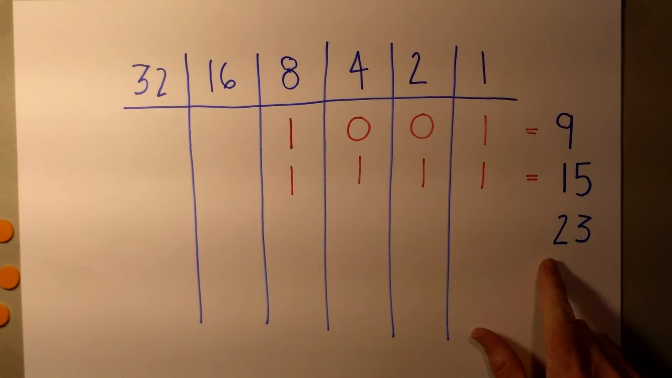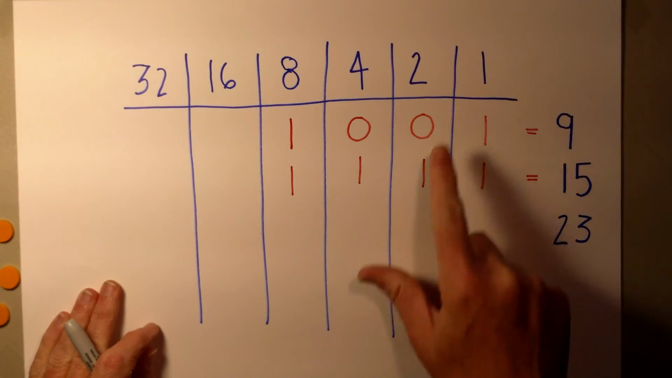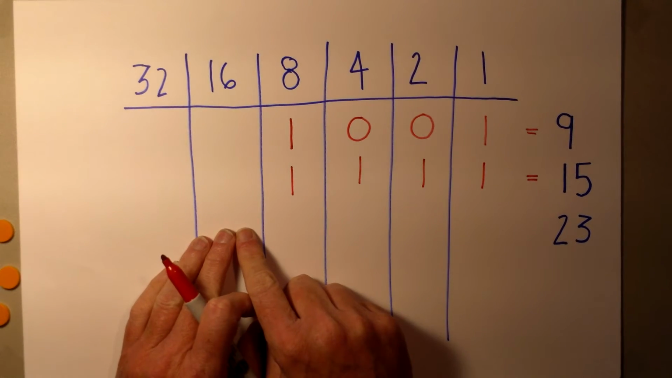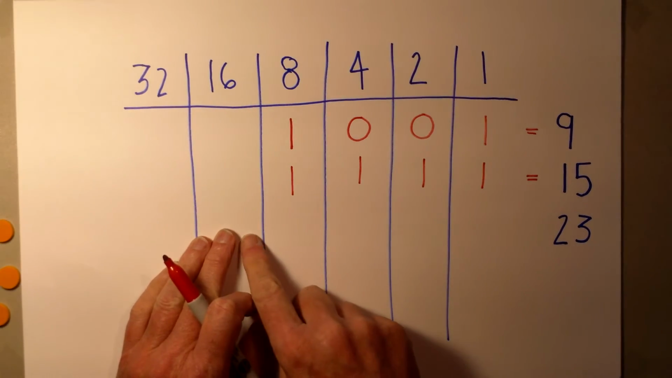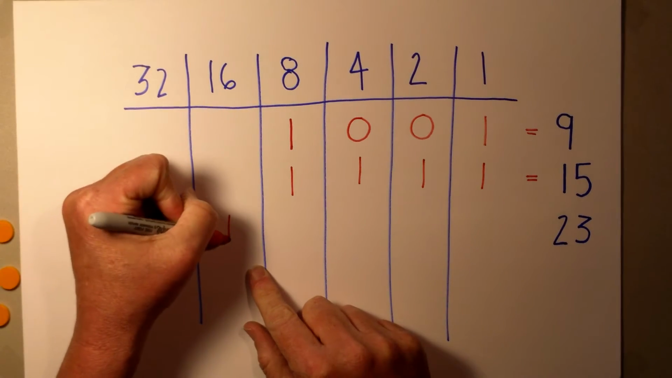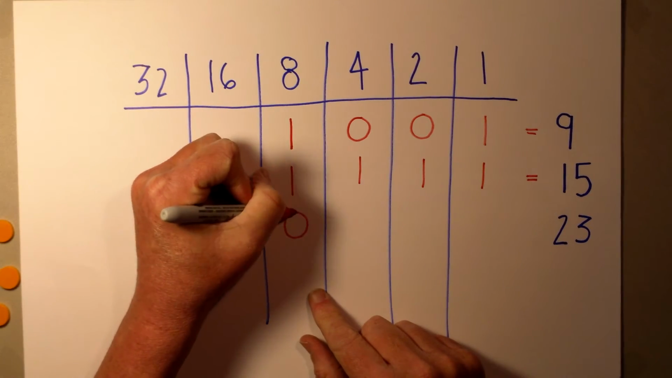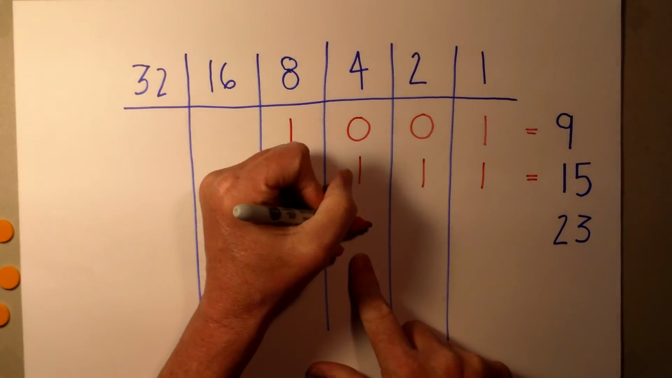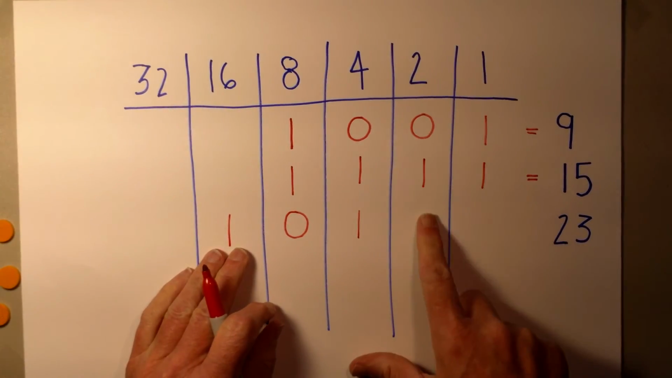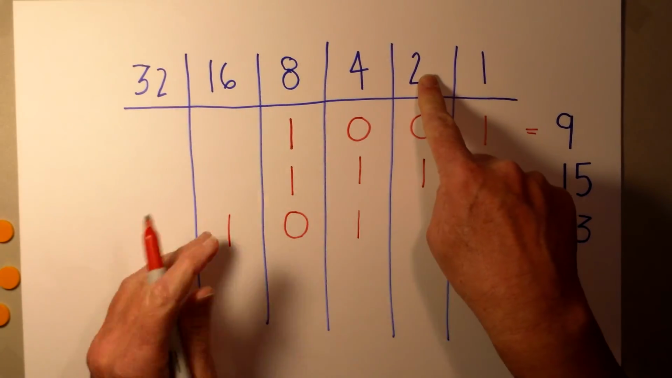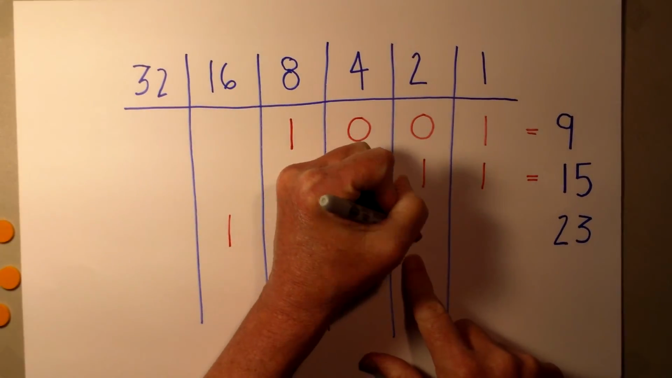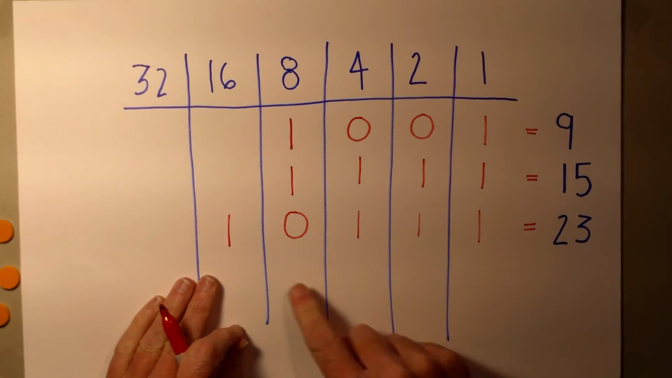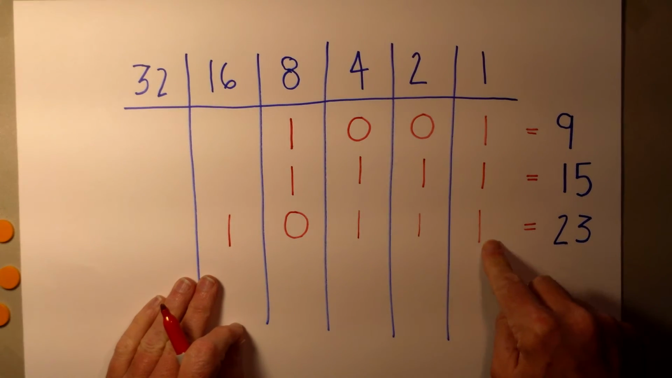Okay, 23. I need to come up with the combination of these numbers that are going to equal 23. And let's see. We need a 16 for sure. Now 16 and 8 is 24, so that's too much. So I know I need 1 16, 0 8s. 16 and 4 is 20, so I need a 4. Put a 1 here, that'll give me another 2, so that's 22. And 1 is 23. So 23 in binary is 1 0 1 1 1.